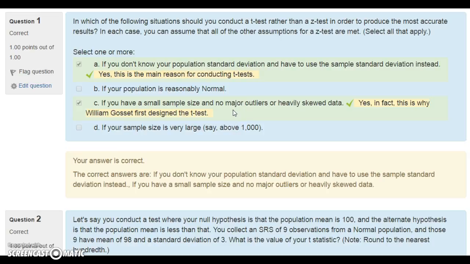Also, if you have a small sample size and no really bad data, if you have really bad data, then you really shouldn't do a z-test or a t-test. But small sample size, it all seems to be somewhat lining up normal. That would be a good chance to use a t-test.